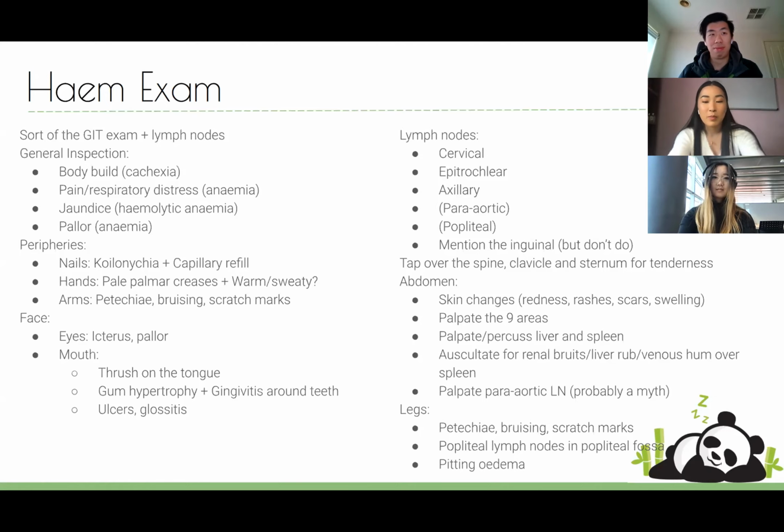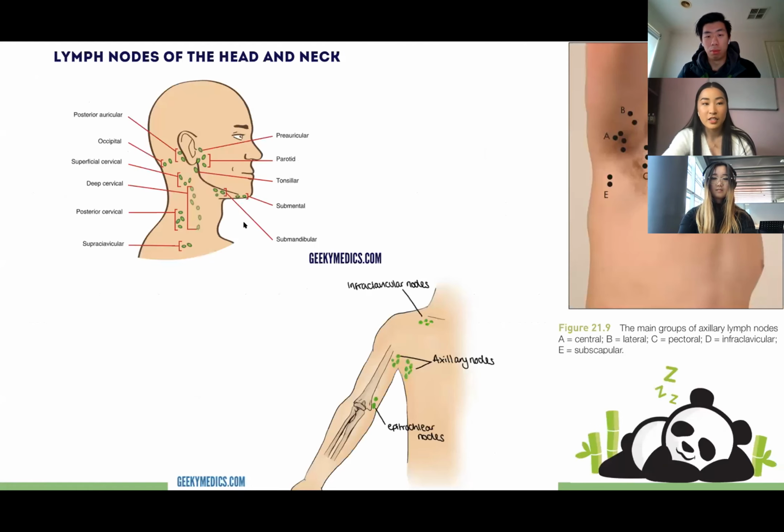And then you would palpate for the para-aortic lymph nodes, which you're never going to feel. You'd be lucky to feel any kind of lymph node in even this area, let alone the para-aortic. They're very deep, probably not ever going to be palpable. And then the legs: petechiae, bruising, scratch marks, same as the arms. You do the popliteal lymph nodes in the popliteal fossa, and then you feel for pitting edema. And that's all.